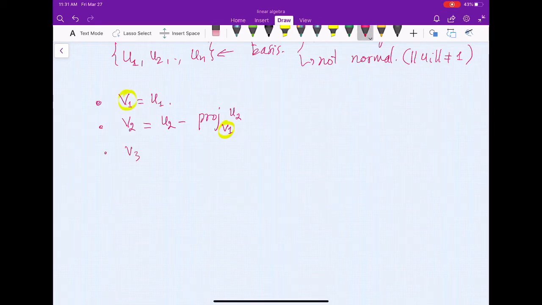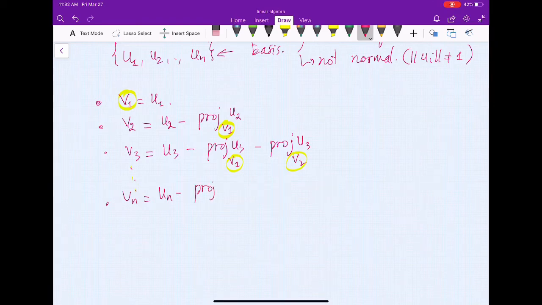And then I move to the next vector. I pick u3 minus the orthogonal projection of u3 on v1 and minus the orthogonal projection of u3 on v2. I keep v1, v2 in here. So basically, I continue this process until I get vn equal to un minus the orthogonal projection of un onto v1, minus the projection onto v2, and so on, minus the projection of un onto v(n-1).